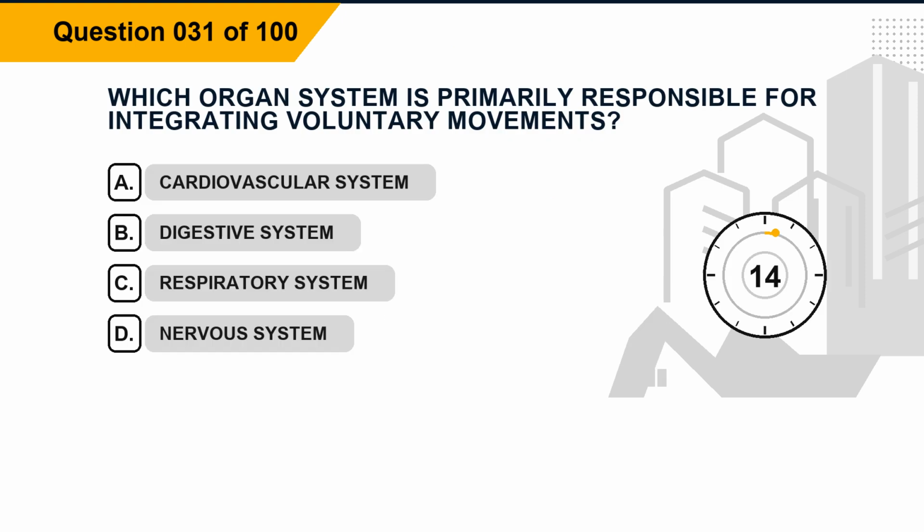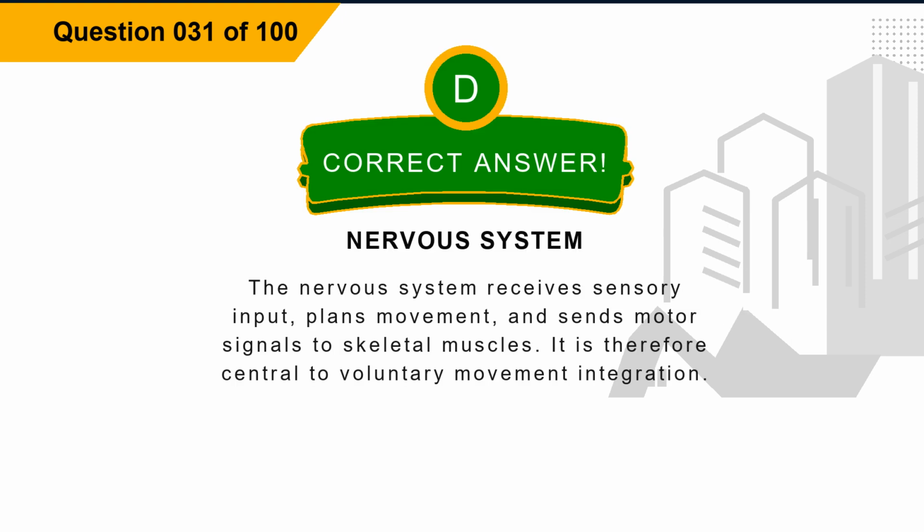Question 31. Which organ system is primarily responsible for integrating voluntary movements? Option A, cardiovascular system. Option B, digestive system. Option C, respiratory system. Option D, nervous system. The correct answer is option D, nervous system. Explanation. The nervous system receives sensory input, plans movement, and sends motor signals to skeletal muscles. It is therefore central to voluntary movement integration.